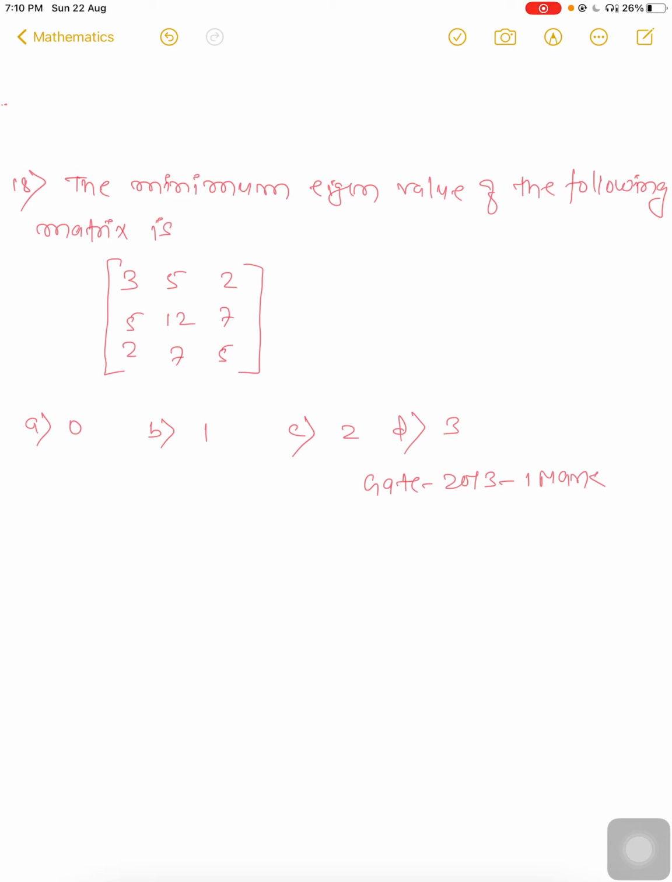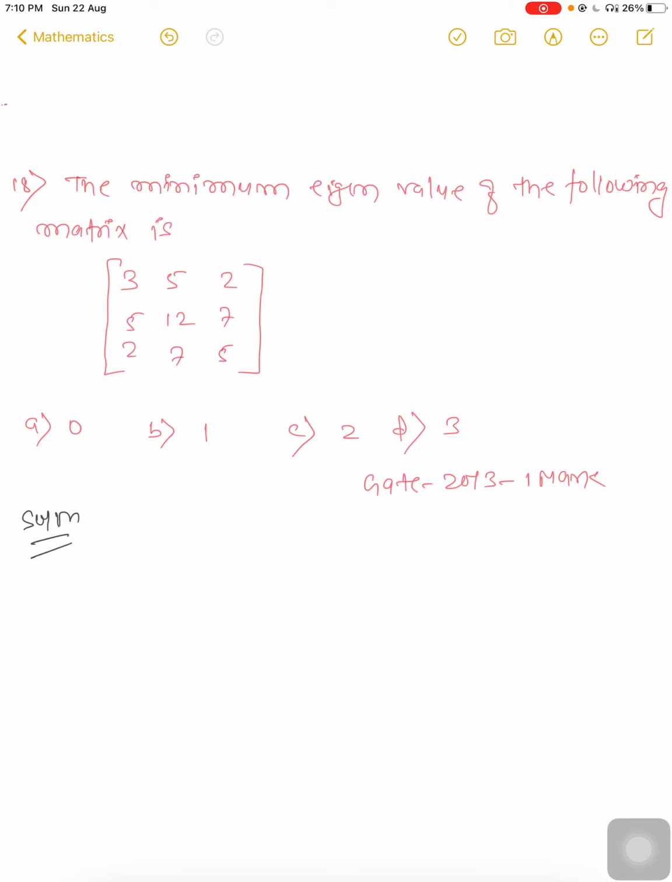The minimum eigenvalue of the following matrix, we have to find out. For the minimum, first of all we have to find the characteristic equation, and from it we check the minimum. Otherwise, you check the determinant. If the determinant comes to 0, then a minimum value of 0 is possible, and 0 is one of your options. So in this condition, first of all check the determinant.